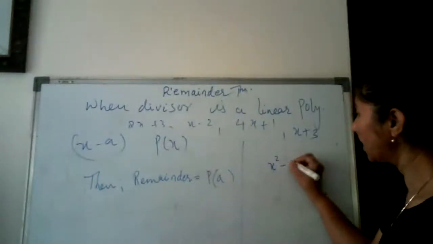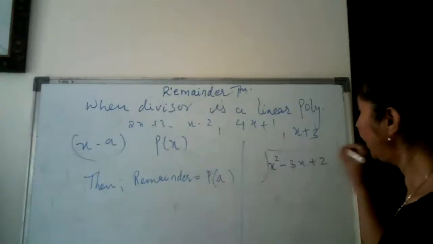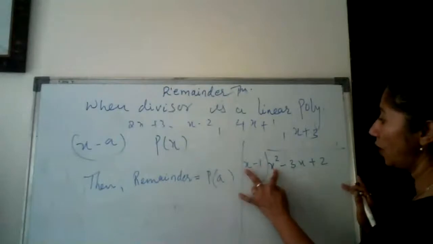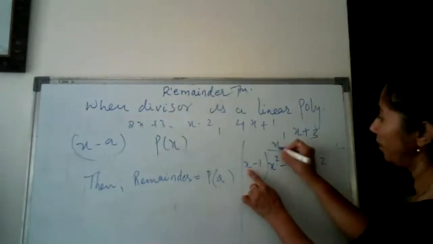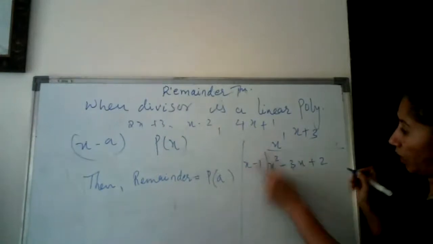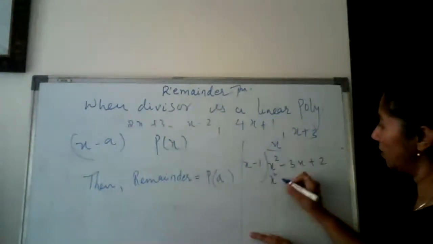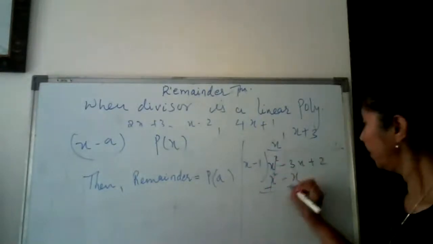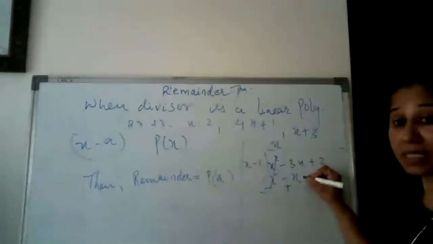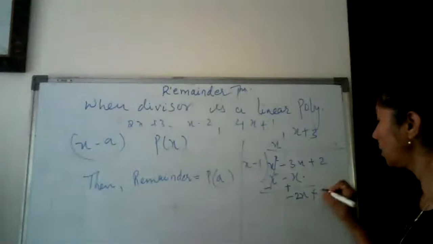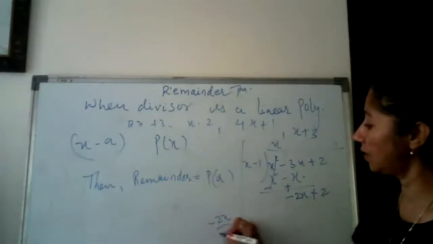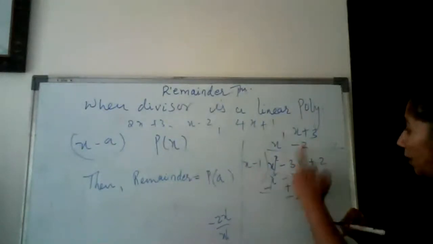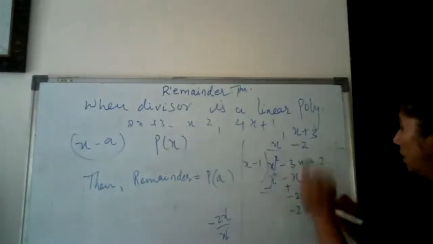Suppose I take the polynomial x square minus 3x plus 2 and I divide it by x minus 1. Remember, we did this division last time by the actual division method. So we take x square as the first term, and we multiply x by x minus 1, which gives x square minus x. Then we subtract, so minus 3x plus 1x is minus 2x plus 2. Now if I divide minus 2x by x, what do I get? Minus 2. And if I again multiply this minus 2 by x minus 1, I get minus 2x plus 2.